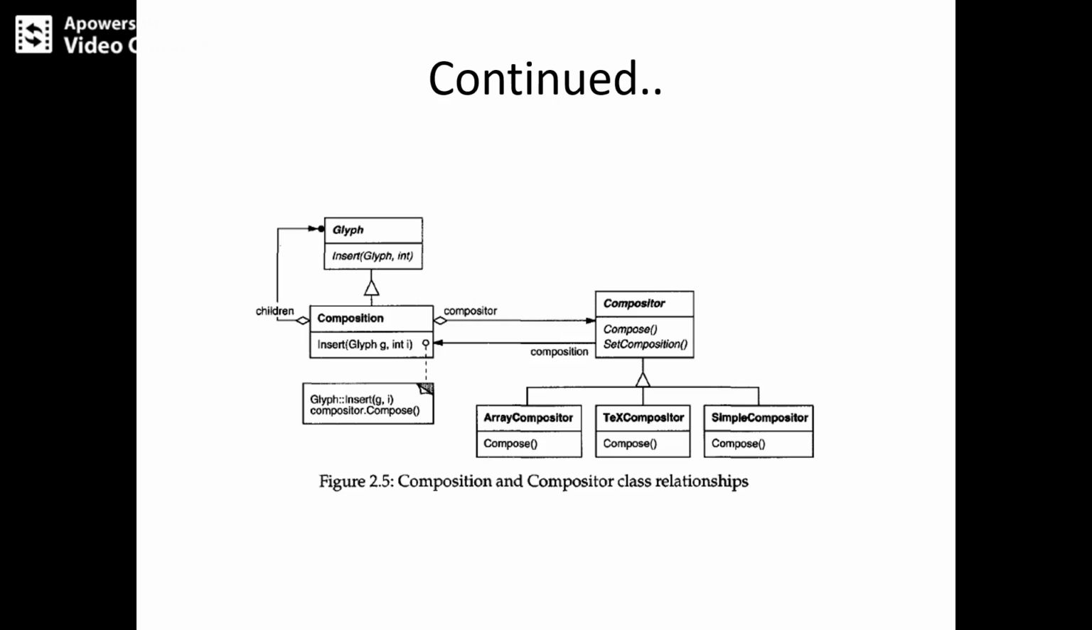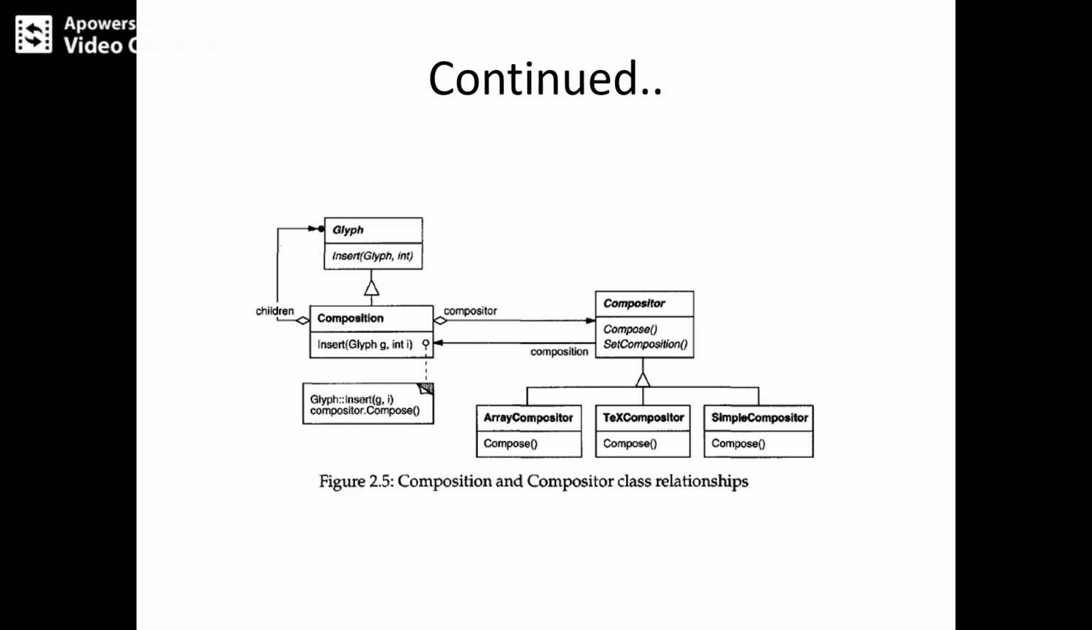In this diagram we are going to see the composition and compositor class relationship. I told you there is a distinction between compositor and composition. Here the basic class is the class Glyph, and we have a Compositor, followed by the subclasses. One is Composition and the other is Compositor, followed by ArrayCompositor, TextCompositor and SimpleCompositor, followed by the different compose operations.